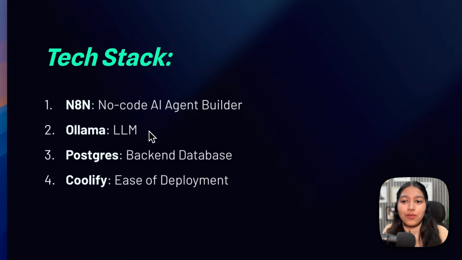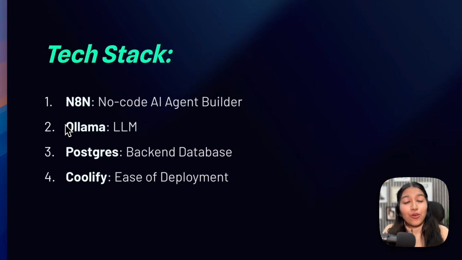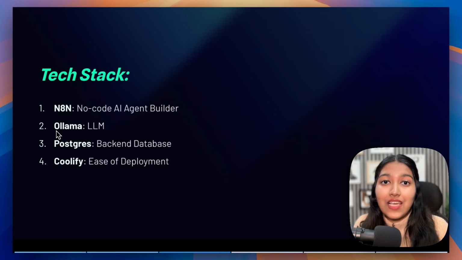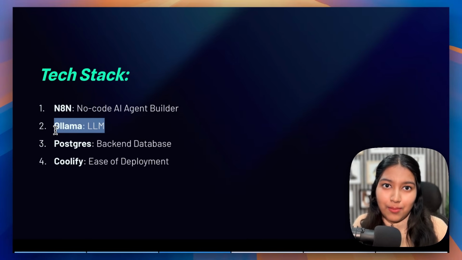The second is going to be Ollama, which is going to be our LLM. So for the AI agent, we're going to need AI intelligence, right? That's where Ollama steps in. It's open source and it's free, which means you can use the LLM's intelligence without paying for the tokens. And a cherry on the top is that Ollama also gives you access to Meta's Llama LLM model.